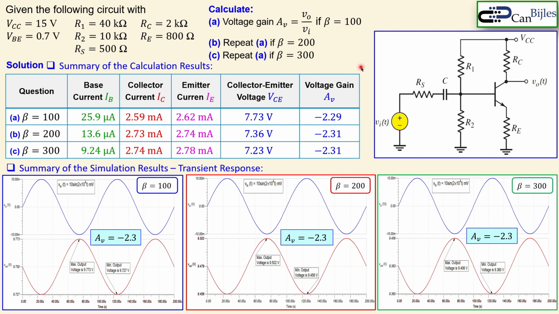In the next example, we will consider the bypass capacitor across the resistor RE, so the emitter bypass capacitor, and also what kind of effect it has on our gain and other parameters. So stay tuned, and we will see each other in another video.